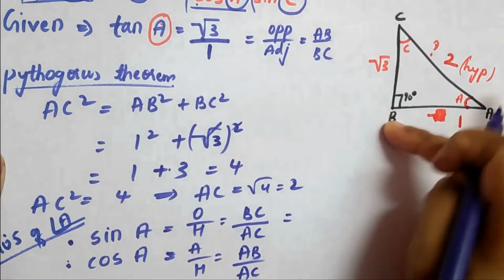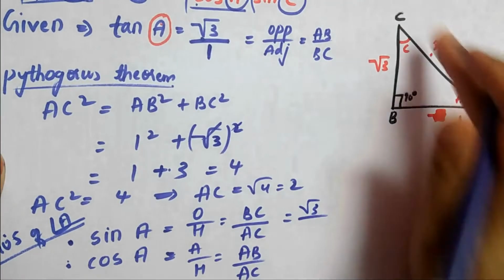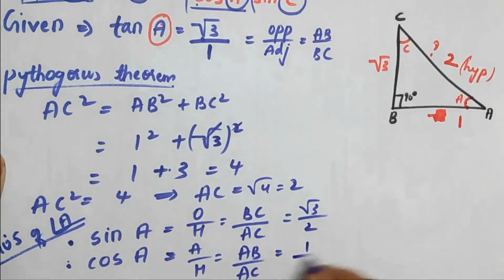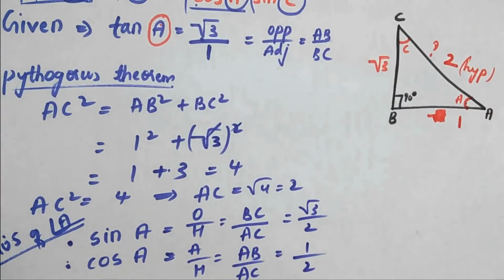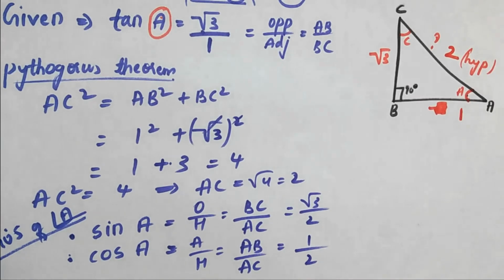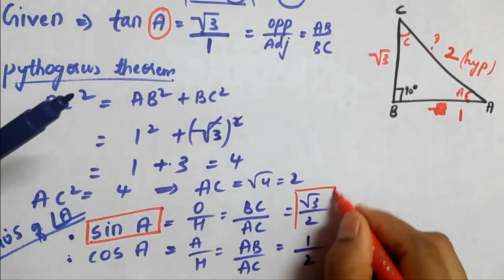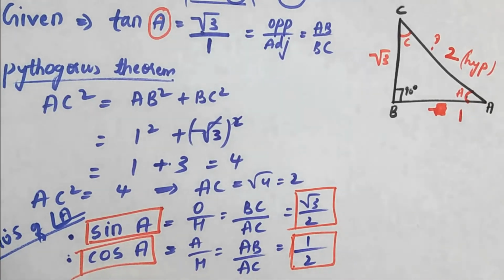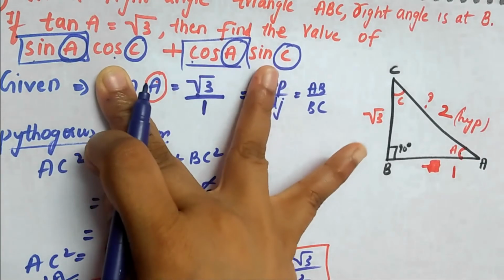So what is BC? Root 3. What is AC? It is 2, which we have calculated. What is AB? It is 1. What is AC? It's 2. Fine. We got the value of sin A, and we got the value of cos A. Now we need to get the values of cos C and sin C.